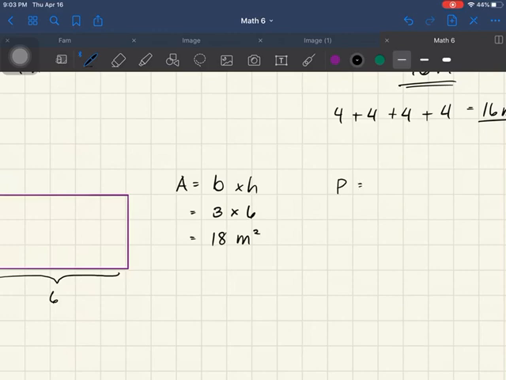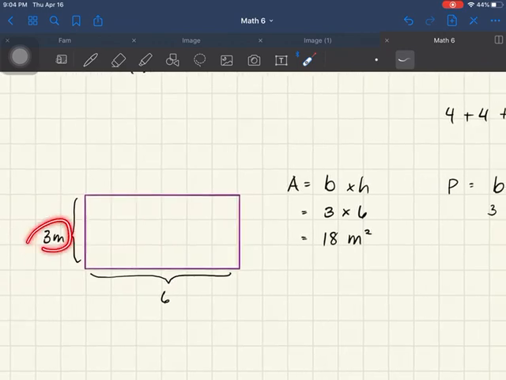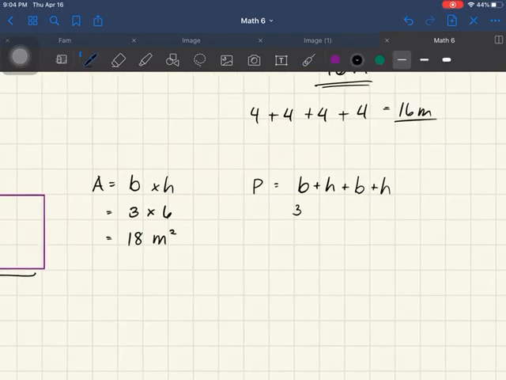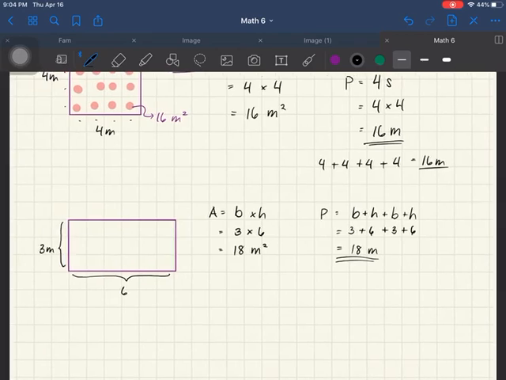Perimeter. This is going to be base plus height plus base plus height, or just base plus height times 2. So that's going to be 3, as you may notice. It's 3 here, plus 6, 3 plus 6 plus 3 plus 6. So a total of 18 meters.